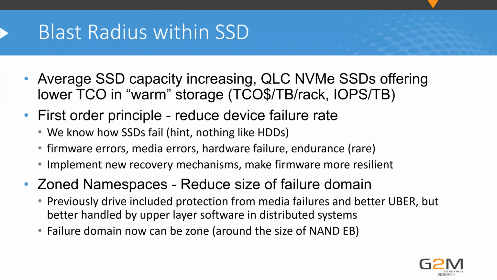There are many solutions today where QLC offers a better TCO than hard drives. But the first thing is they aren't hard drives. We know how SSDs fail, and they don't fail anything like hard drives. So the first-order principle to reduce the blast radius would be to actually reduce the device failure rate. And that's from the SSD side. That's some of the things we're working on. I did just write a blog on nvmeexpress.org on how NVMe SSDs fail and what we can do, and all the capabilities in NVMe to help prevent, predict, and monitor those.